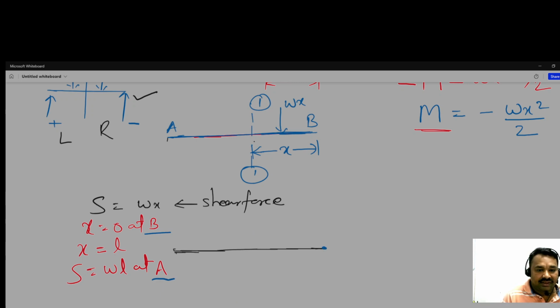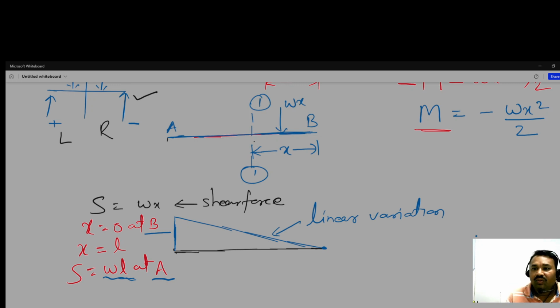Okay, and WL is positive, so with this magnitude we are taking it. Now what you have to do, it is varying linearly, so you just match it. Sorry, I am not able to do it properly. Yeah, this is your linear variation.